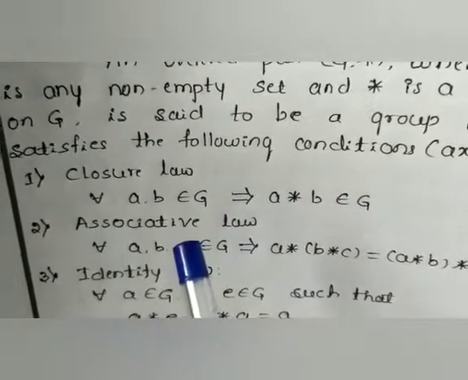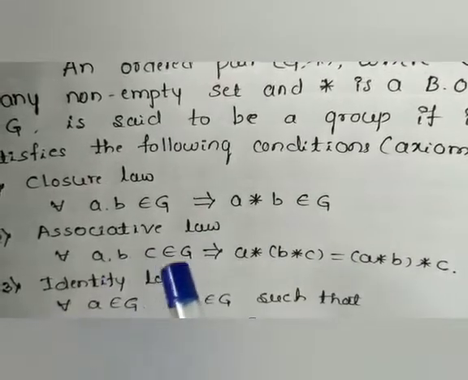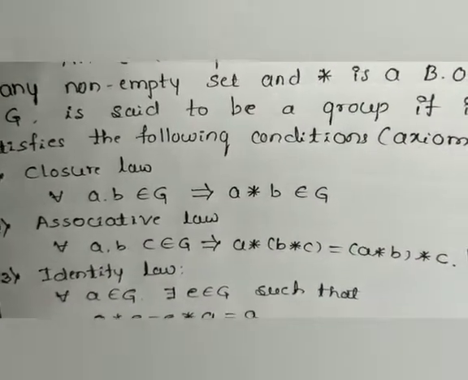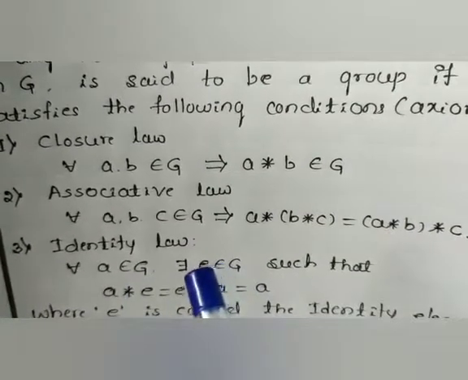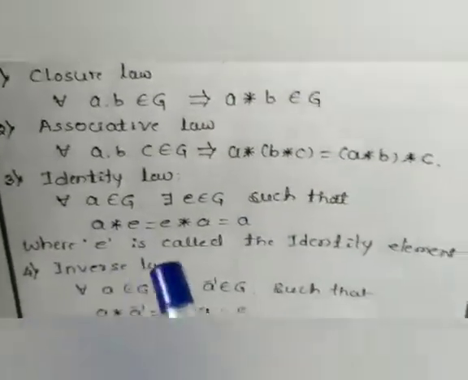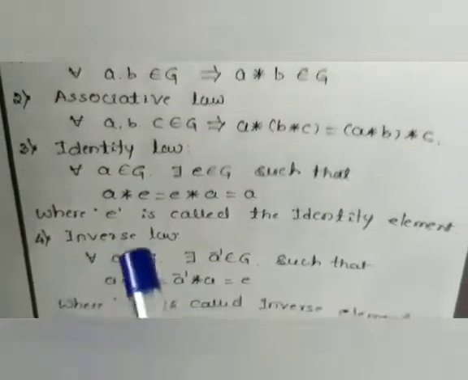What is the associative law next? It satisfies the associative law. The associative law needs three elements: for every a, b, c belongs to G, a star (b star c) equals (a star b) star c. And the identity law: for every a belongs to G, there exists e belongs to G such that a star e equals e star a equals a, where e is called the identity element. It should satisfy the identity law also. What is the inverse law?